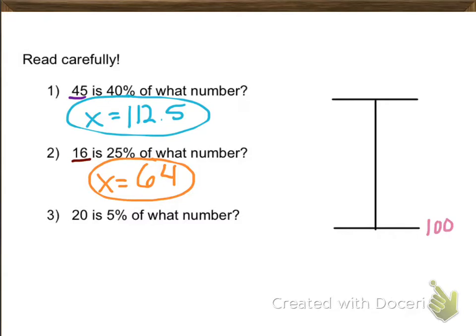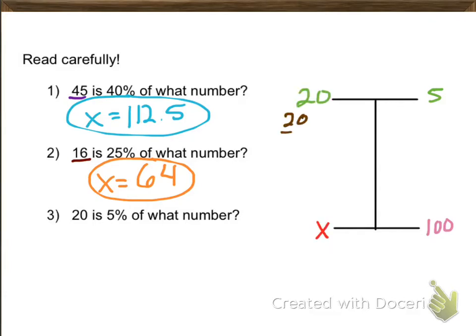Try and do this one on your own. 20 is 5% of what number? So again, I always know my 100. That's going to be down in the bottom right-hand corner. And then I know my 5%. So I'm going to put my 5% up on top. That 20, what is the 20? 20 is 5%. Well, that is a part of a number. So since it's part of a number, it's going to go on the top.